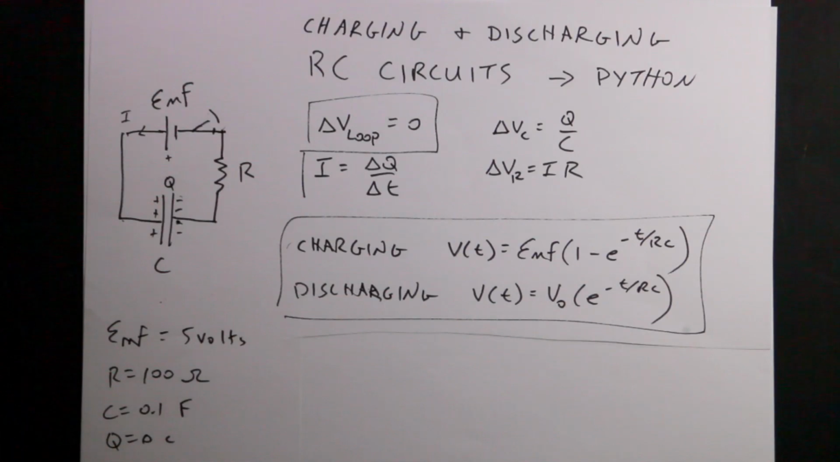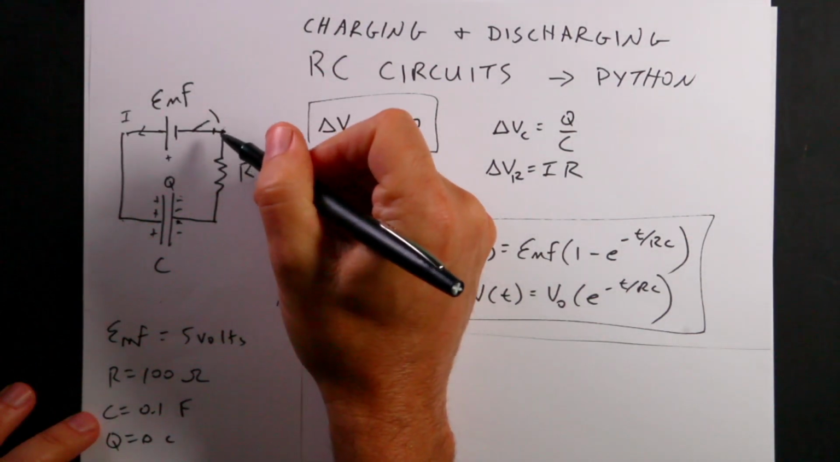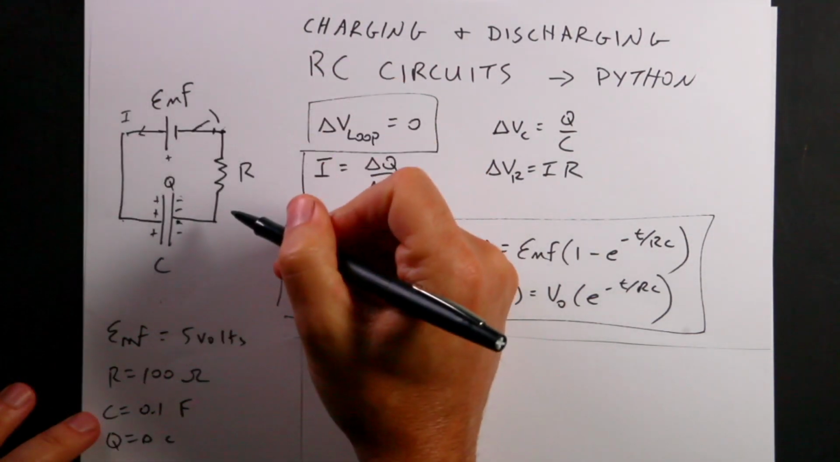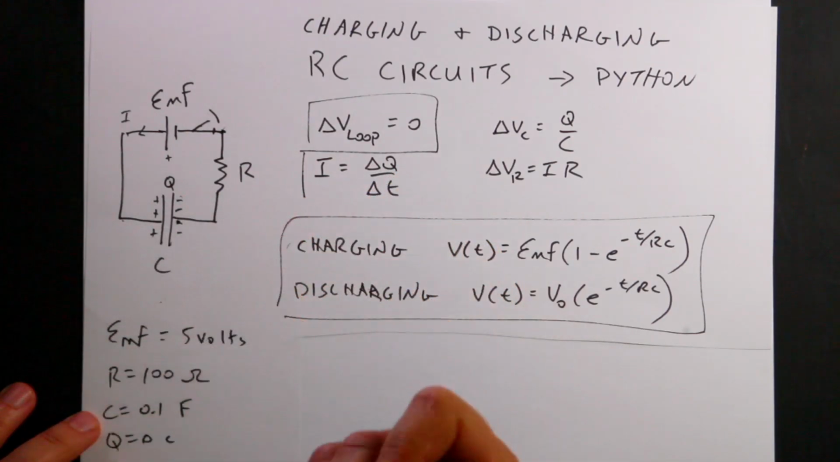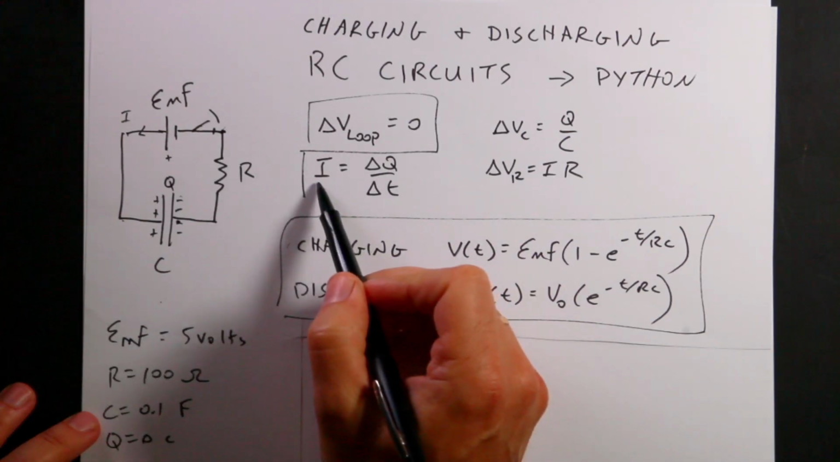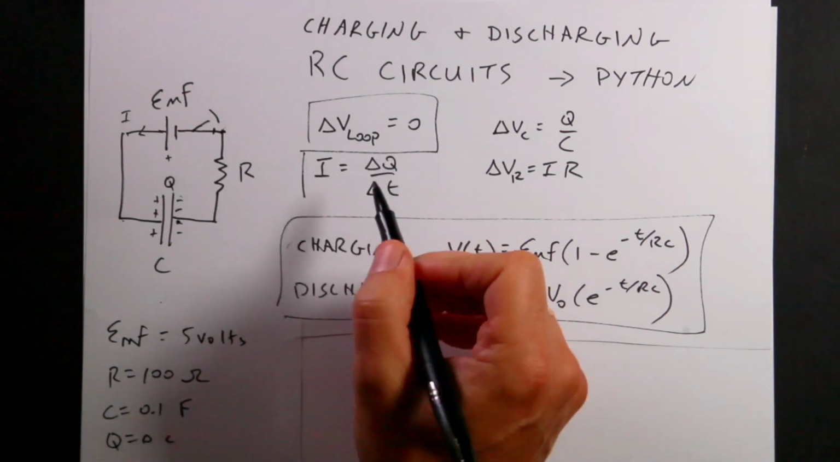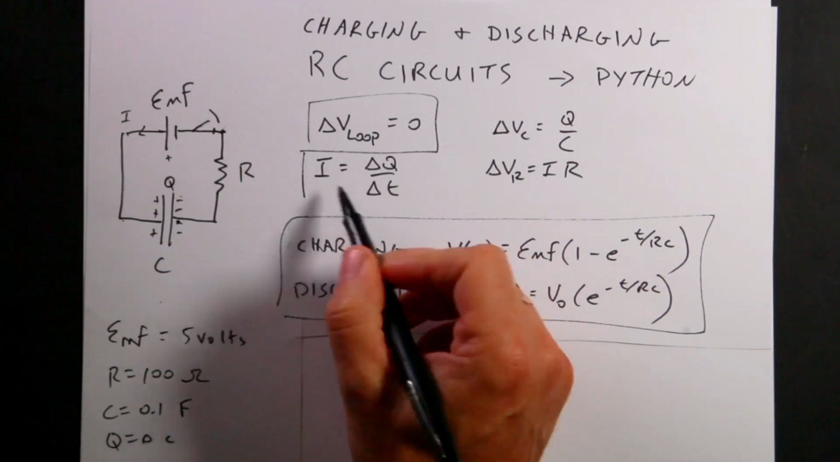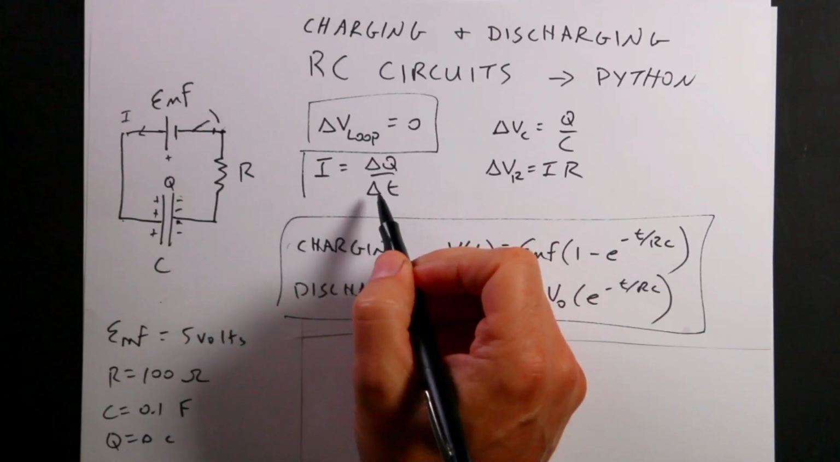So the first thing to think about is the loop rule. The loop rule says that if I start at some point in a loop of a circuit and I make a complete loop and I add up all the voltages, then that total voltage change has to be equal to 0. That's the loop rule. The other important thing is the definition of electric current. Electric current is the flow of charge. So if I take some small time interval delta t, then I can write the flow of charge as the change in charge over the change in time.